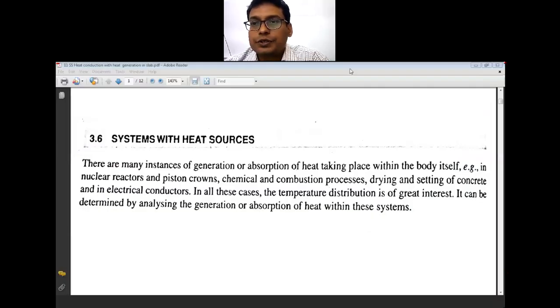Dear students, I welcome you to today's lecture on steady state heat conduction problems with heat source in a flat plate or a slab. Till now we have not considered the source of heat generation. Today we are going to consider the source of heat generation and calculate the intermediate temperature as well as the wall temperatures.